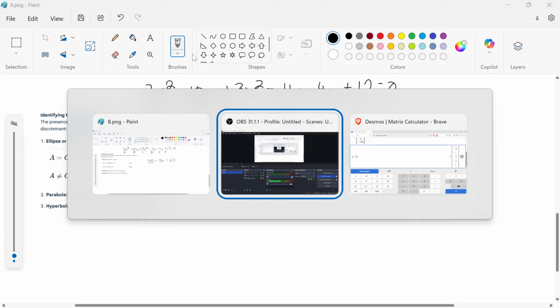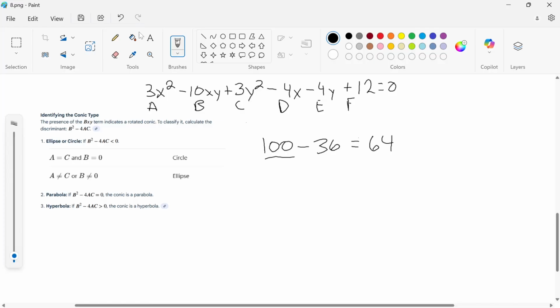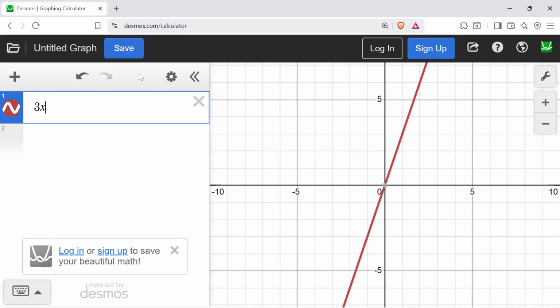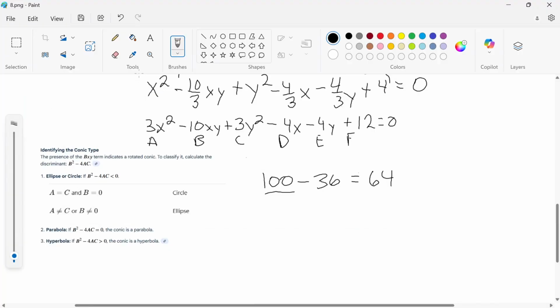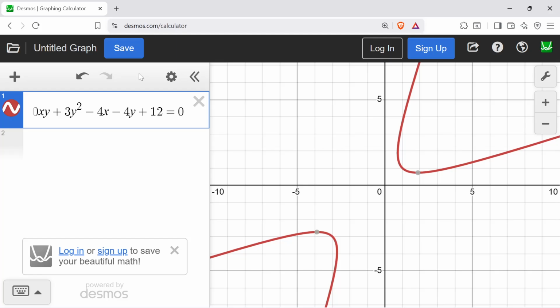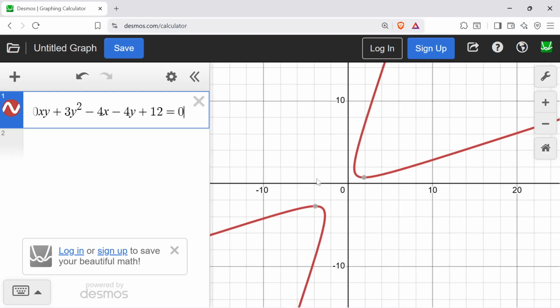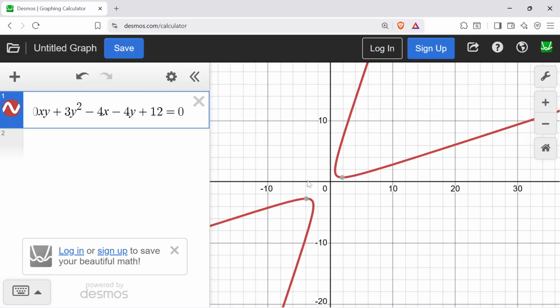Oh, and I was going to stop recording, but let's show what it looks like here. 3x squared minus 10xy plus 3y squared, and I think it was minus 4x minus 4y plus 12 equals 0. And in fact, just as the discriminant showed, it is a hyperbola. And because there was an xy term that wasn't 0, this thing is rotated.